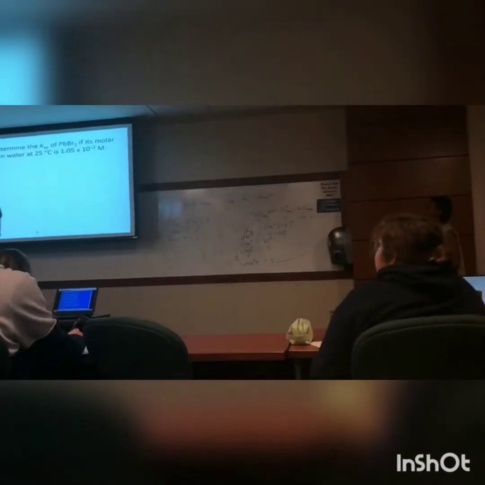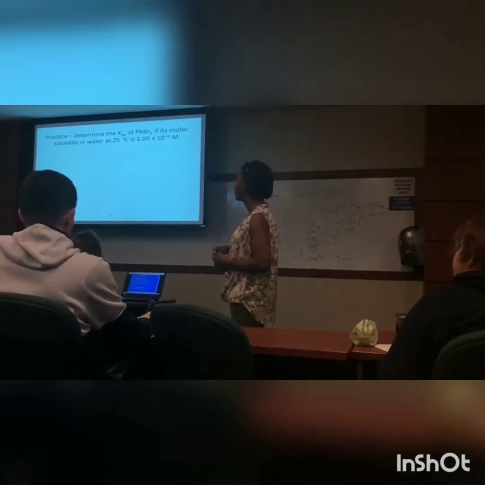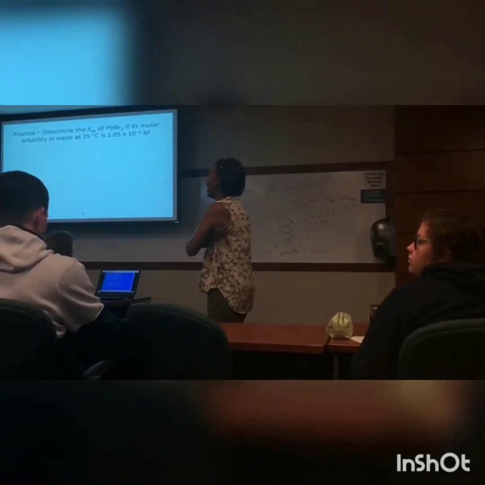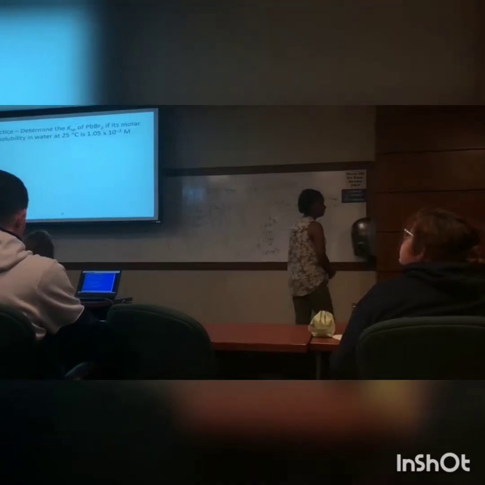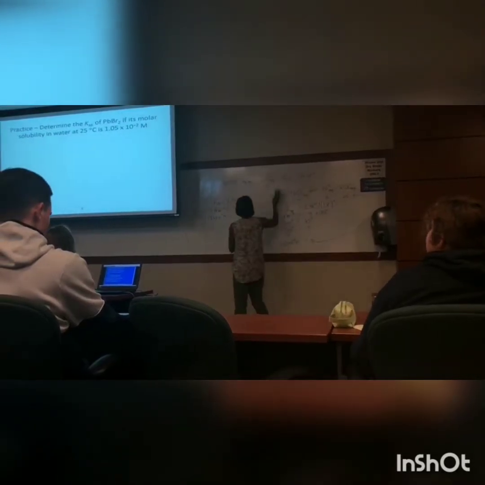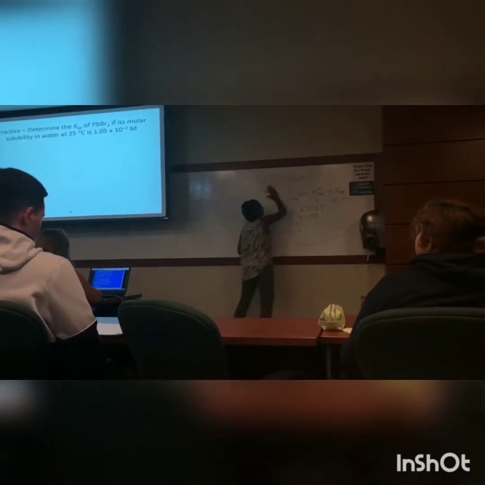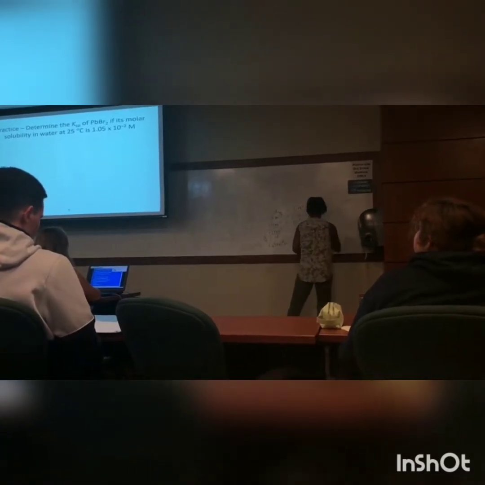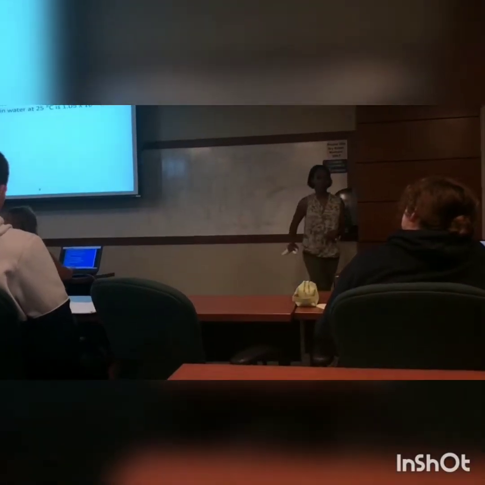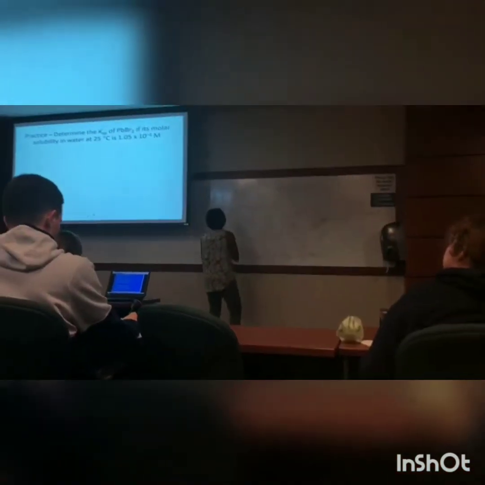A slightly different problem, right? You're given the solubility of lead bromide in water, and you're asked to determine what the Ksp, the equilibrium constant, is. So any ideas? Where do we start? Write the equation.